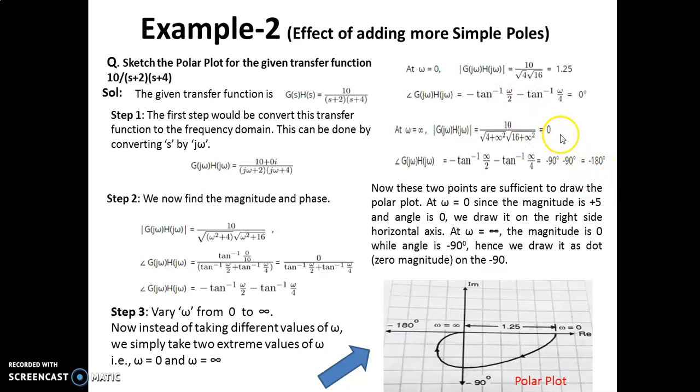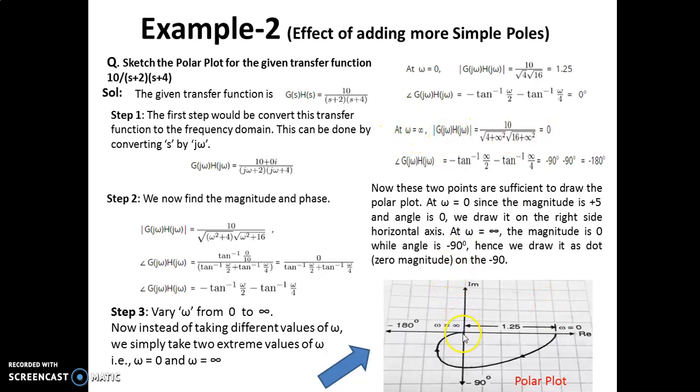Now from these two values: at omega equal to 0, the magnitude is 1.25 while the angle is 0 degrees. 0 degrees is the real axis, and this is the value. So at omega equal to 0, the magnitude is 1.25, a real positive value. From the origin you can take 1.25. It is starting there.